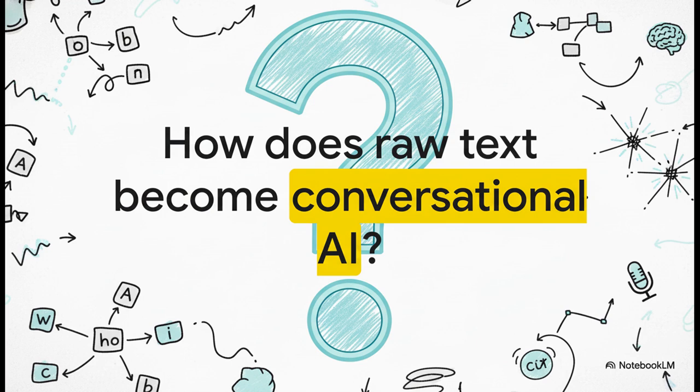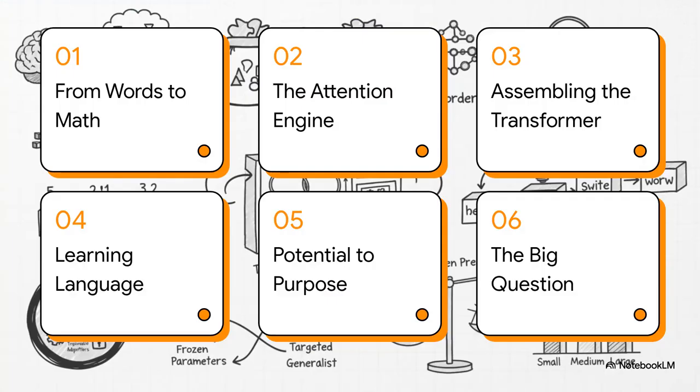So this is the big question, isn't it? How on earth does a machine go from just a massive jumble of text from the internet to something that can actually chat, reason, and even create with you? We're going to demystify this whole process step by step and give you a really clear blueprint for how this tech actually works.